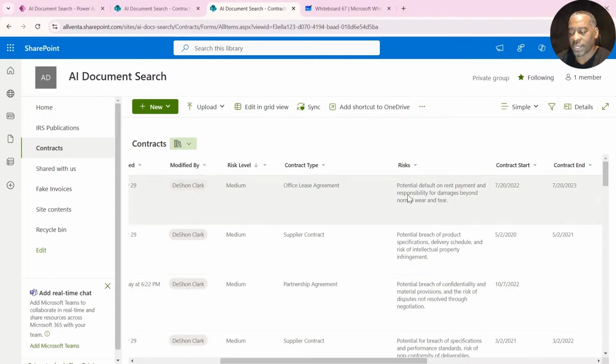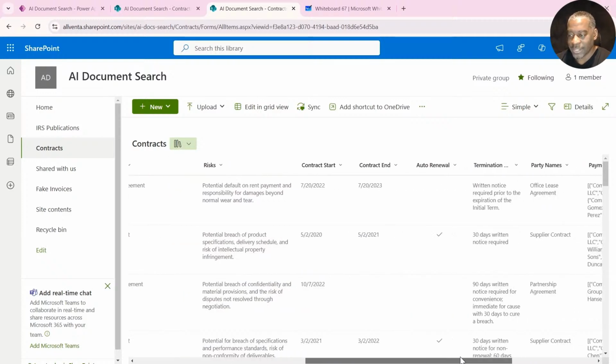This is the justification of why it gave that risk a medium, right? So they would say, potential default in rent payment, possibility of damages beyond normal wear and tear. They flag that as a potential risk. So you can dig into that contract and understand the context of that.